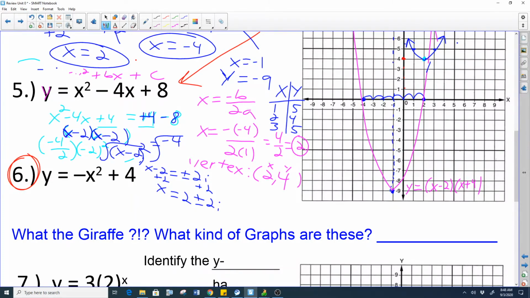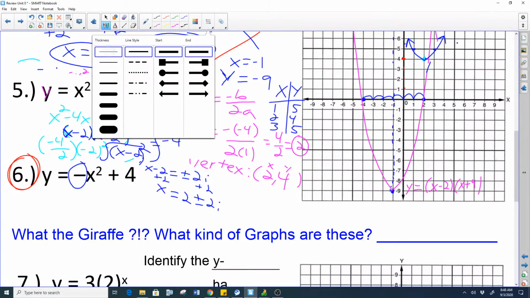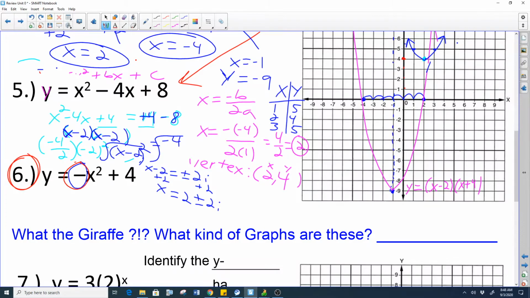And then the negative, you guys hear what Austin said, what the negative does? The negative makes it go what? Say down. 3, 2, 1. Down. The negative makes it go down. So that means we're going to go down 1, over 1, down 1, back 1, and then we're just going to go down.